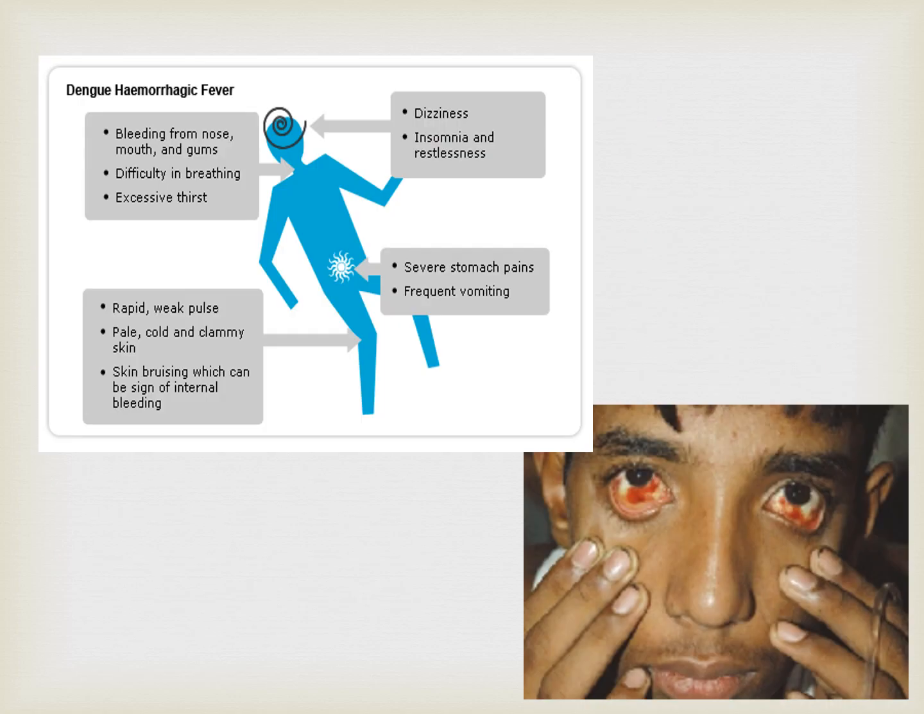Here's another infographic that talks a little bit about the hemorrhaging you're going to get with dengue fever, also dizziness, vomiting, stomach pains, and a weak rapid pulse. You can see in the bottom right image that the hemorrhagic process of hemorrhaging capillaries of the eye is occurring in that young man on the bottom right.